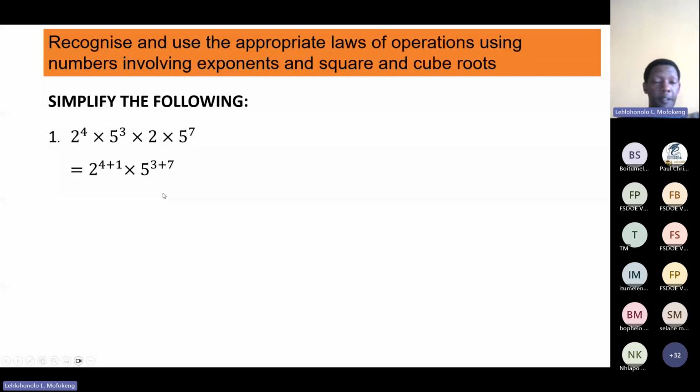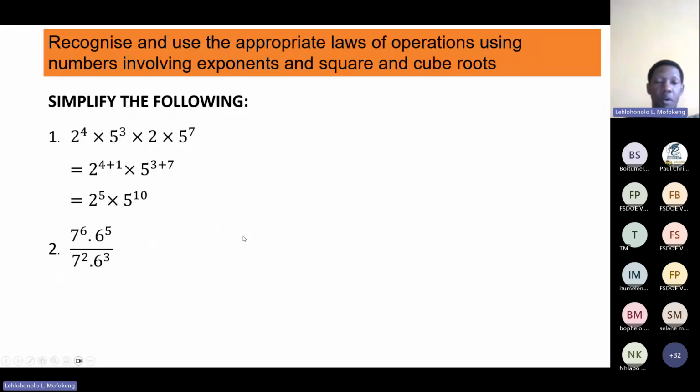We also multiply another base, 5, exponent 3, base 5, exponent 7. So we multiply the same base, we add the exponents, 3 plus 7. Moving on, we have 2 to exponent of 4 plus 1, which gives us 5. We also have 5 to exponent 3 plus 7, which equals 10. So our final answer will be 2 to exponent of 5 multiplied by 5 to exponent of 10.